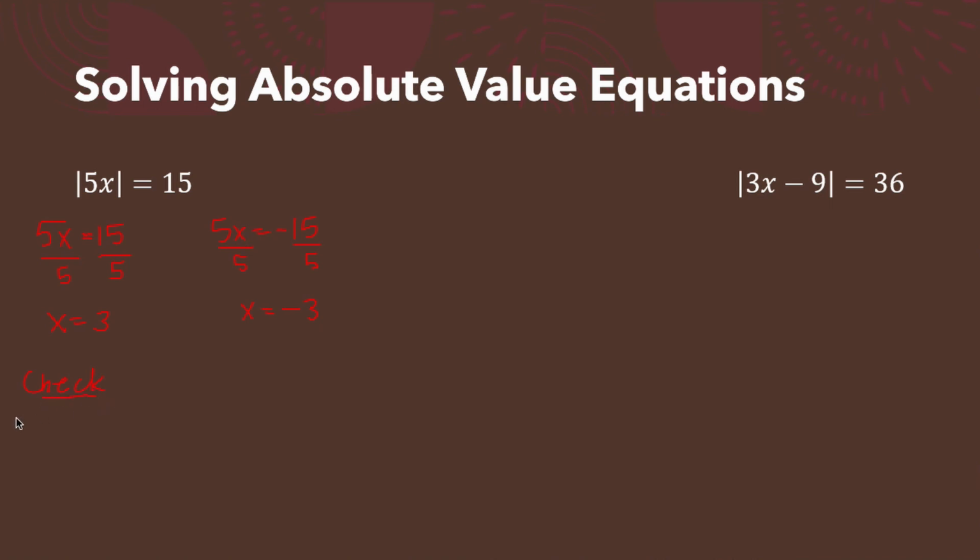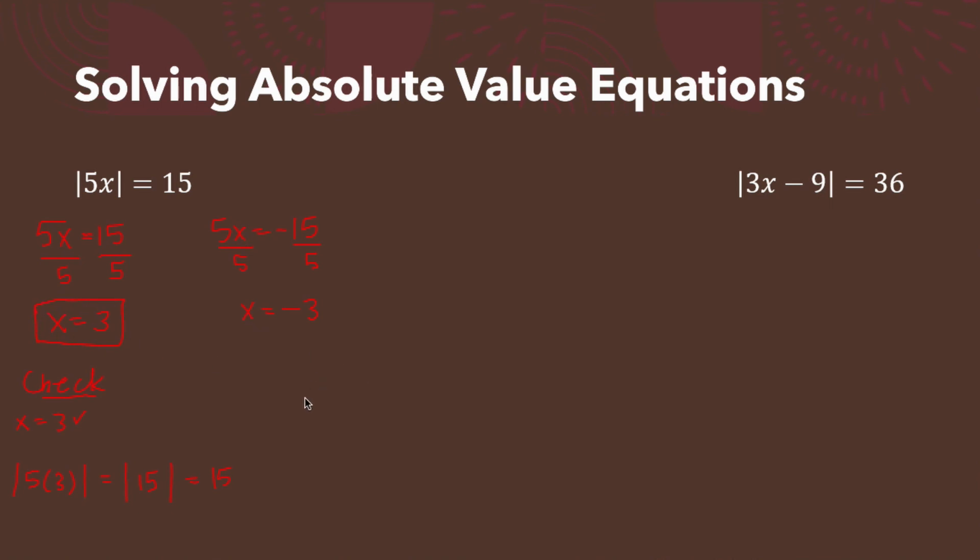Let's check x is equal to 3 first. The absolute value of 5 times 3 is equal to the absolute value of 15. Again, absolute value is pretty much like parentheses in this regard, which is equal to 15. So this works. We can box this answer.